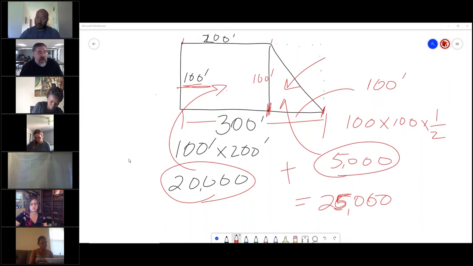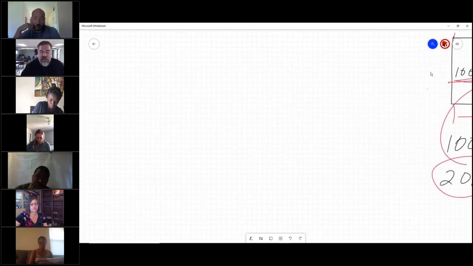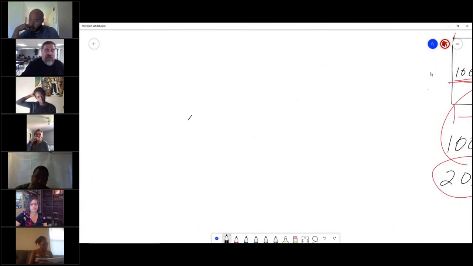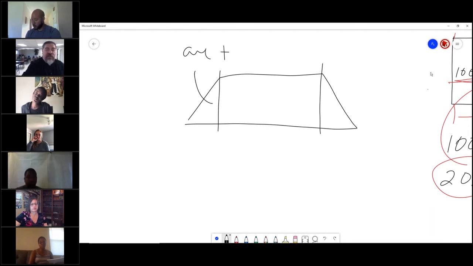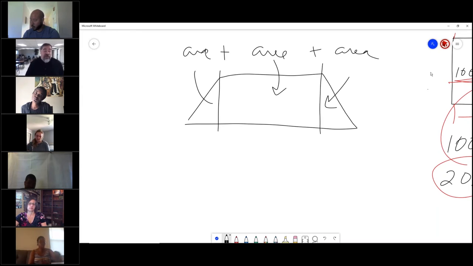Did everybody see how I get that? They love doing this kind of trick to you. Because in theory, they could do the same thing and make it kind of look like this. Realize that you have a triangle here, a triangle there, and a square. So you would get some area plus this area plus that area. So watch for that trick too.